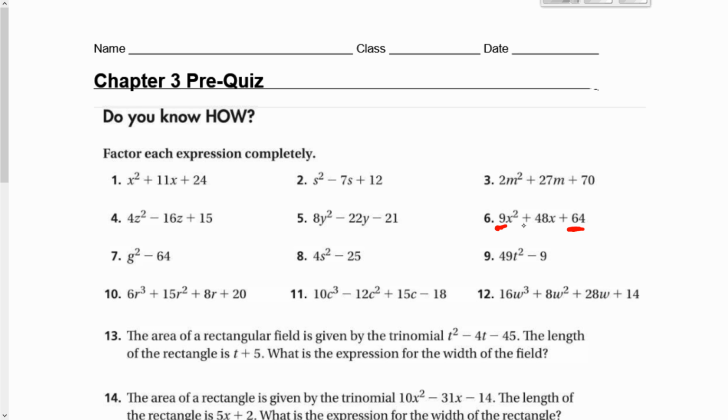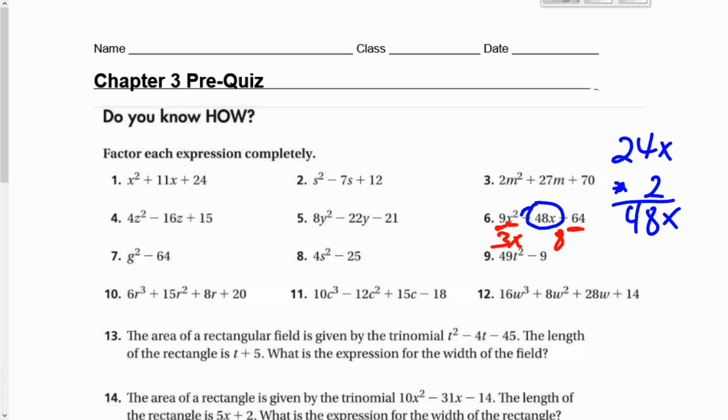But those two numbers, 64 and 9, are perfect squares, and so is x squared. So 3 times 3 is 9, and x times x is x squared. And 8 times 8 is 64. And then if I multiply those together, so 3 times 8 is 24, times x, 24x. And then if I times that by 2, do I get my middle, 48x? And I do. That means this is a perfect square trinomial. So 3 times 3 is 9, x times x is x squared, and 8 times 8 is 64.